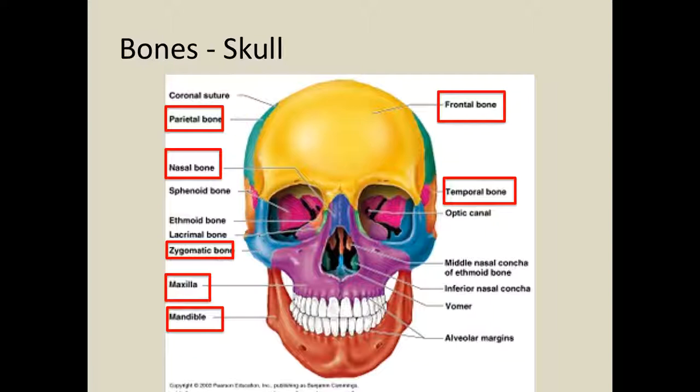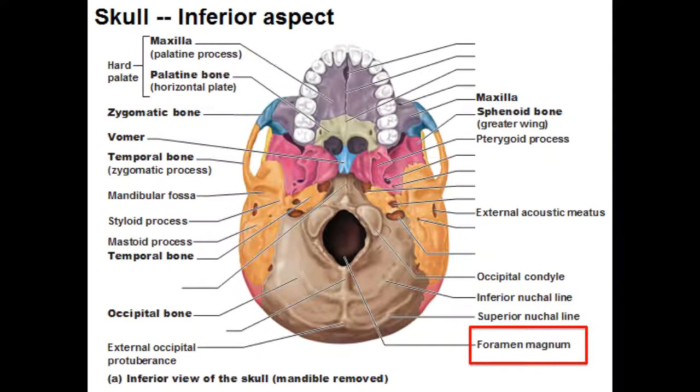Here it is from the front. And here you can also see the nasal bone, which is right up at the top of your nose. Most of your nose is cartilage. Again, I will have these pictures for you later. Here's the picture from the bottom.